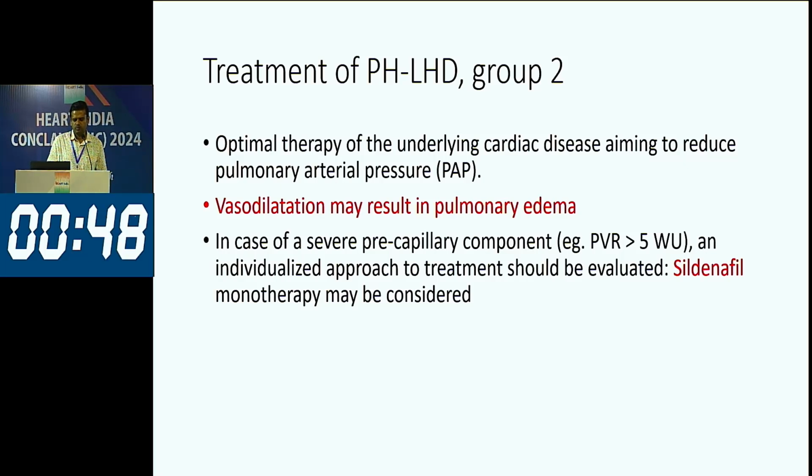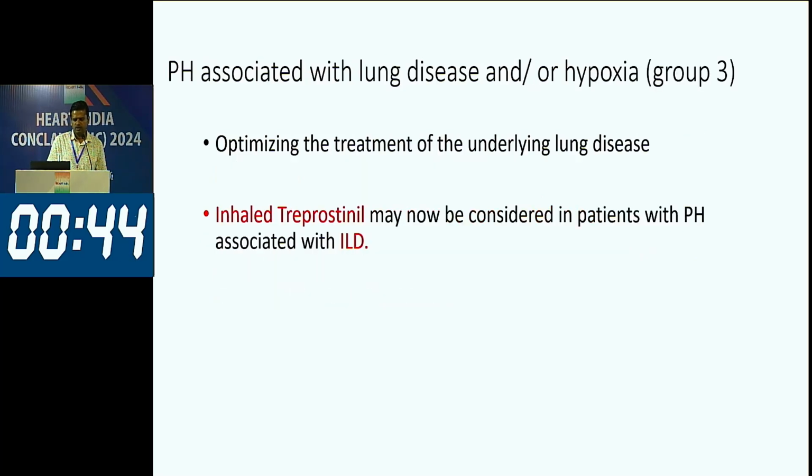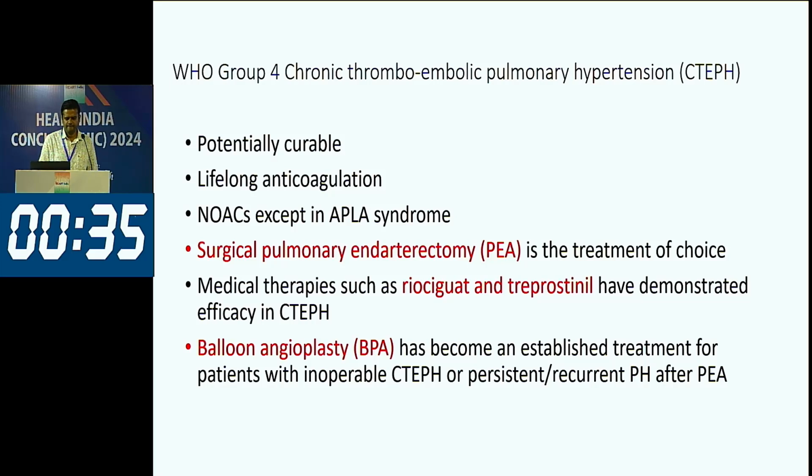Left heart disease, group 2, vasodilators should never be given because they can lead to pulmonary edema. Lung disease, optimizing the treatment of lung disease, and in some cases of interstitial lung disease, inhaled treprostinil can be given. WHO group 4 is very important because this is the only form that is potentially curable. In all patients, lifelong anticoagulation is indicated. Surgical pulmonary endarterectomy is the treatment of choice whenever possible. If it is not possible, balloon angioplasty can be done.